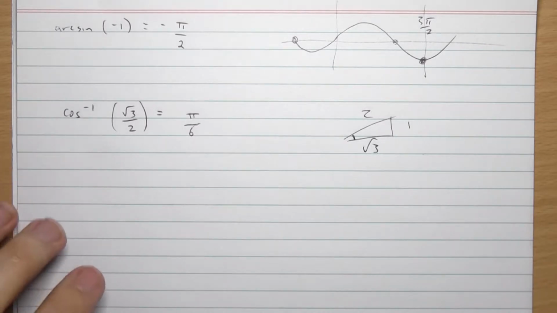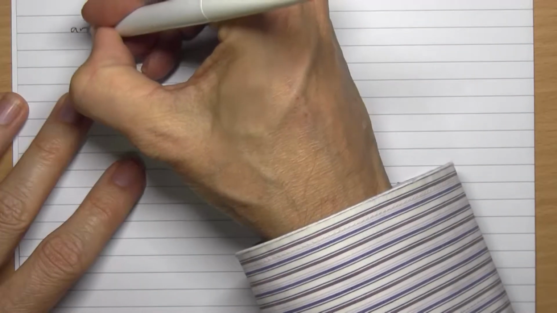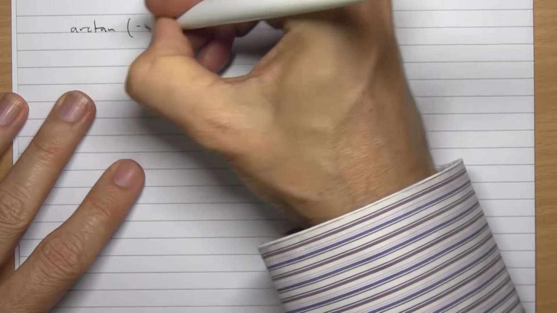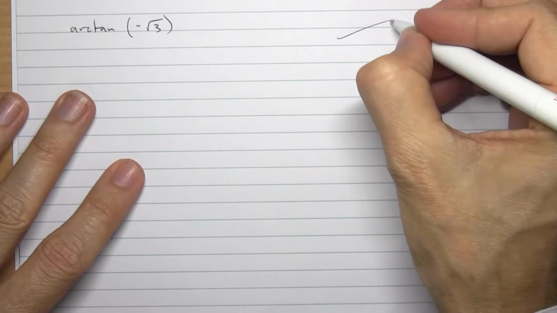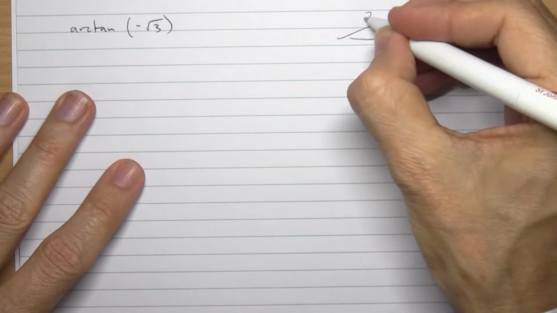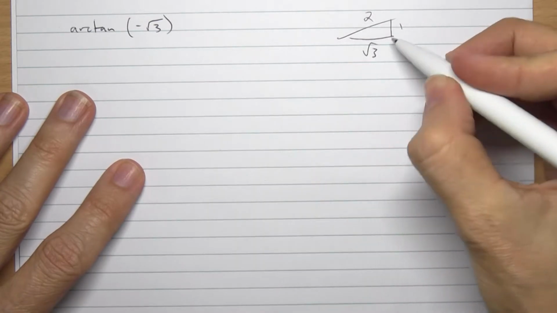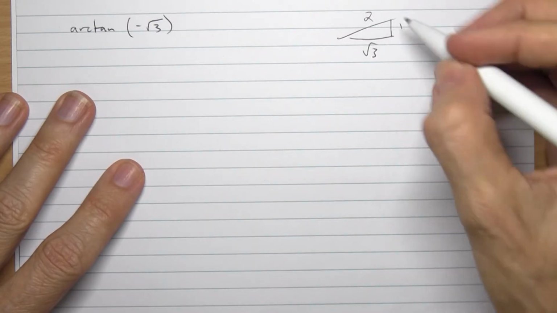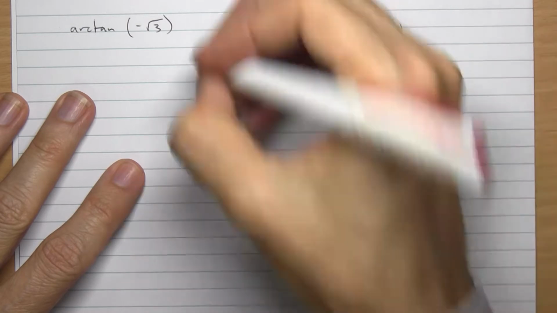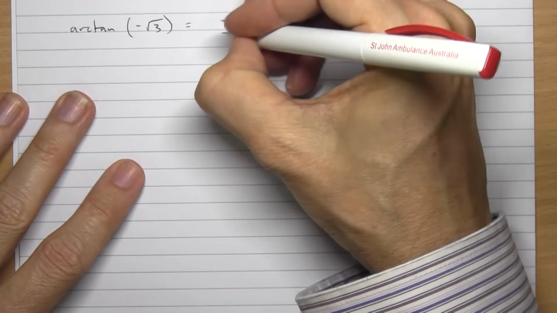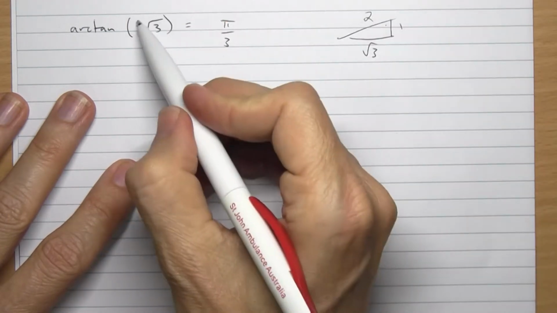Let's try a tan as well. Arc tan of -√3. Well, that again is our 1, 2, √3 triangle. Tan being √3 on 1, opposite on adjacent. My reference angle is pi on 3. But I have a negative sign.